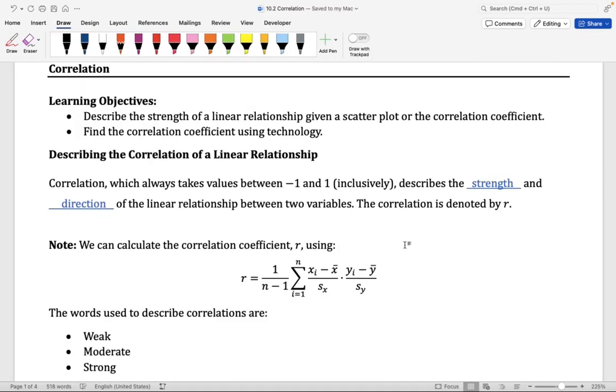Now here's a note that I have. We could calculate the correlation coefficient R using the formula here below. We're not going to be using this formula. We're going to be using technology, but I wanted to show you how you would be able to calculate R without using technology. So if we're looking at this formula, notice we have 1 divided by n minus 1. Here, n is the sample size. If we have the data, we should be able to determine what the sample size is. So we know what n is.